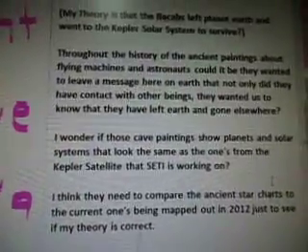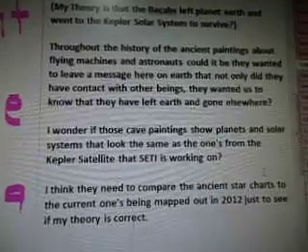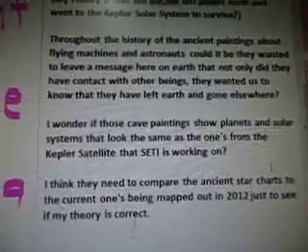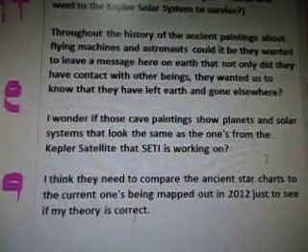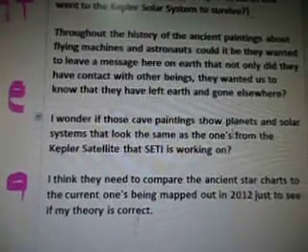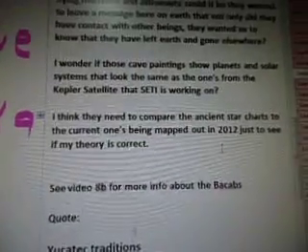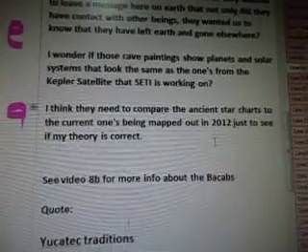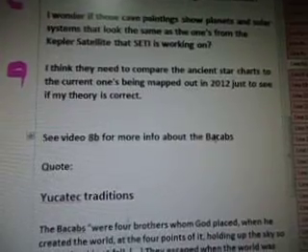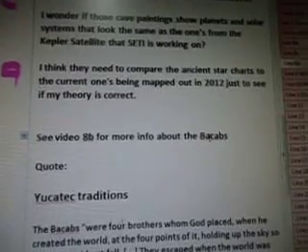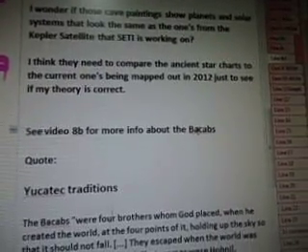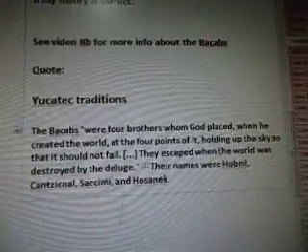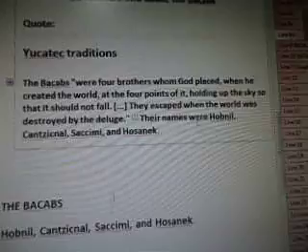Throughout the history of the ancient paintings about flying machines and astronauts, could it be they wanted to leave a message here on Earth that not only did they have contact with other beings, they wanted us to know that they have left Earth and gone elsewhere? I wonder if those cave paintings show planets and solar systems that look the same as the ones from the Kepler satellite that SETI is working on. I think they need to compare the ancient star charts to the current ones being mapped out in 2012 just to see if my theory is correct. See videos 8b for more info about the Bacabs.